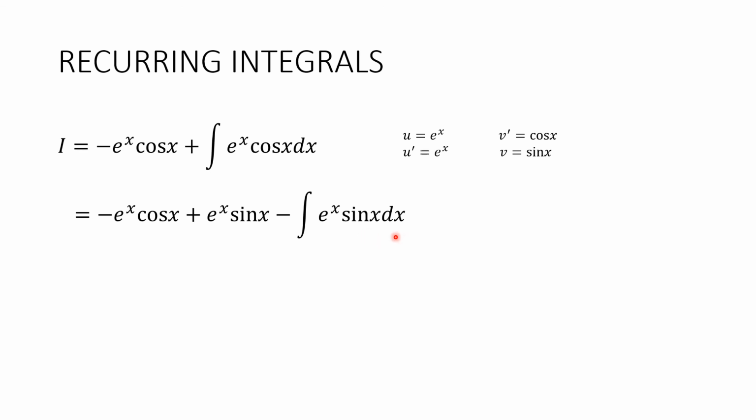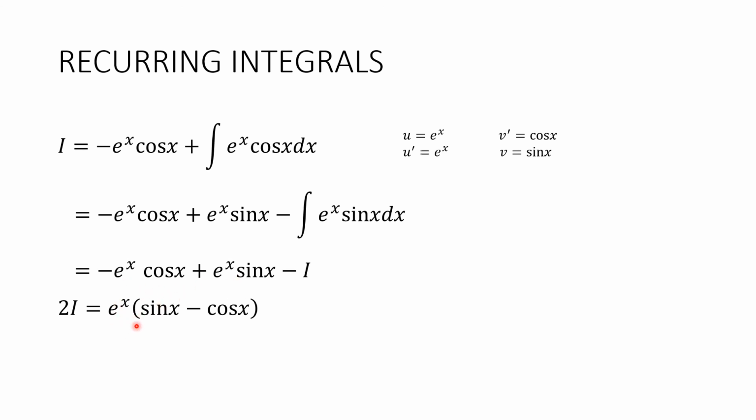All right, what can you see? This is actually I. Okay, it was the same as we started with. So let's make that substitution. Now let's take the I over the other side to join with this one. So 2I is equal to, I have factorized these two terms and switched them around, e to the x and then bracket sine x, take away cos x, divide by 2, and we have the answer.